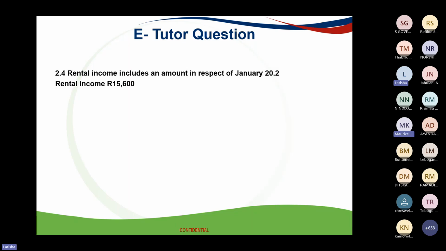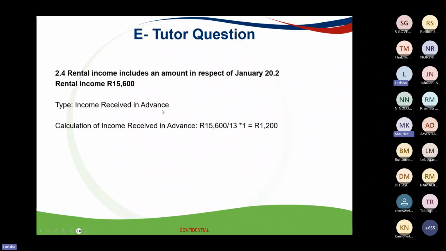So the amount in the pre-trial balance said it was 15,600. That was the full amount that's recorded. And so the type is income received in advance. So that is the type of adjustment. And now how do we calculate it? Because this rental income that we see in the trial balance is for the whole period, it just has an amount. It's recorded for the whole period. And the amount is 15,600. The information is telling us that they've paid for an extra month. So they've paid for 13 months, January to December 20.1, which is 12 months, plus January 20.2. So that's 13 months that we've paid for.